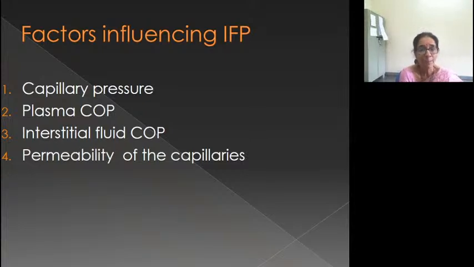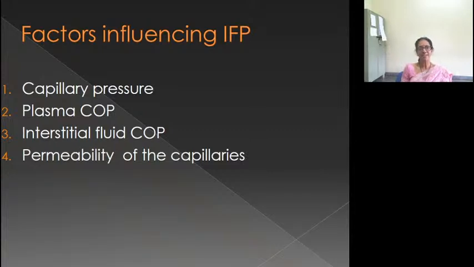The fourth one is the permeability of the capillaries. I told you in shock also, hypoxia, severe anemia, or whenever there is an increase in temperature, or some toxins getting accumulated in the capillaries, there occurs vasodilatation. When there is vasodilatation, the permeability increases, because the gaps between the endothelial cells increase. So fluid will come out of the capillaries. So that is permeability of the capillaries.